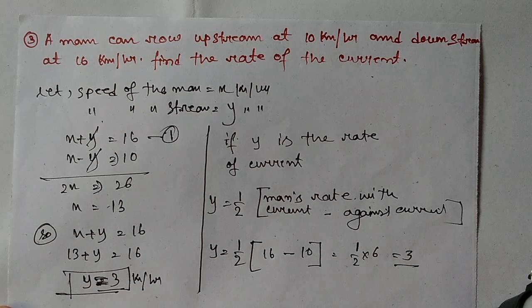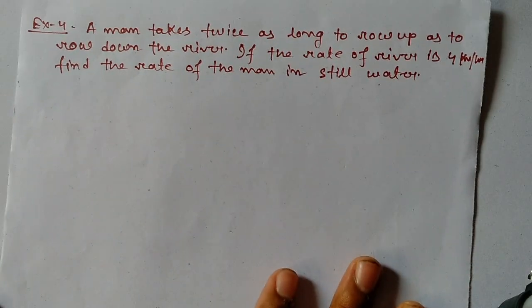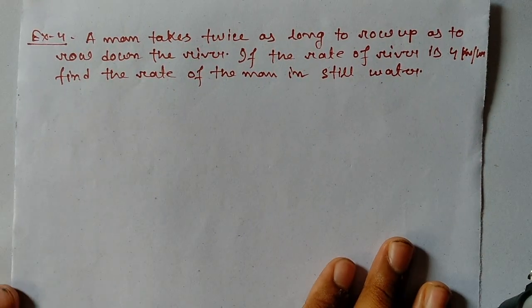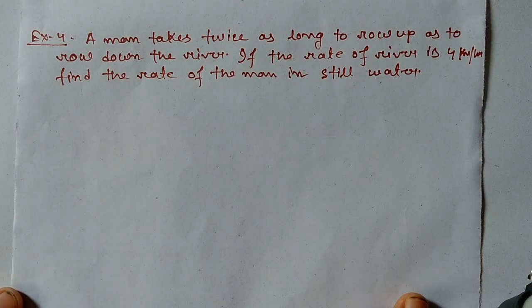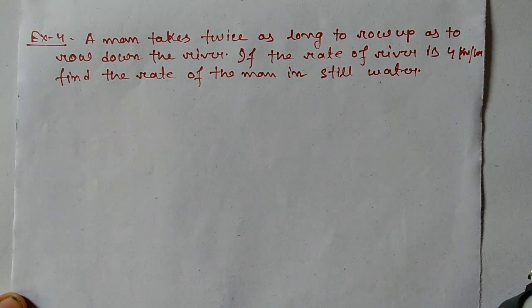Okay, so this is our third problem. Let's move on to our next problem. Okay, let me fold the paper. Okay friends, and this is our next problem. A man takes twice as long to row up as to row down the river. If the rate of the river is 4 km per hour, find the rate of the man in still water.